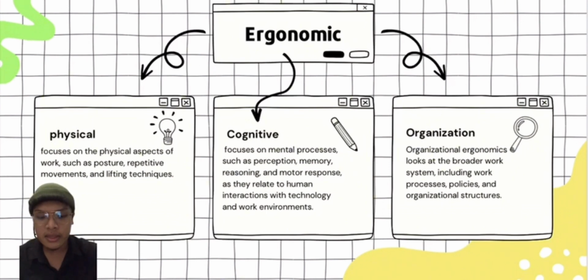Third is organization. Organization looks at the broader work system, including work processes, policies, and organizational structures. Its aim is to optimize the overall work environment by considering factors such as workload, communication, teamwork, and work schedule to enhance productivity and well-being. That's all for a little bit about ergonomics.